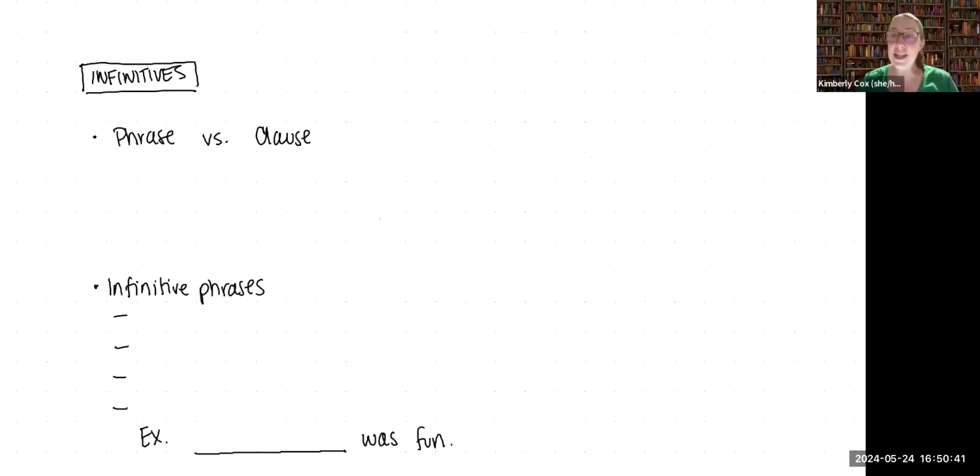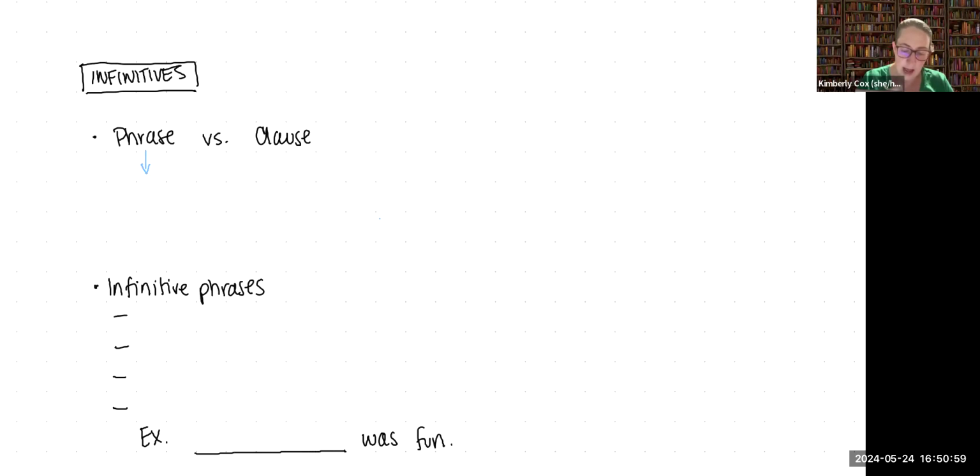Okay, so continuing to talk about verbs, we also need to talk about non-finite forms of verbs. And so we're going to start by talking about infinitives. Before we move into talking about infinitive phrases, I just want to remind you what the difference is between a phrase and a clause really quickly.